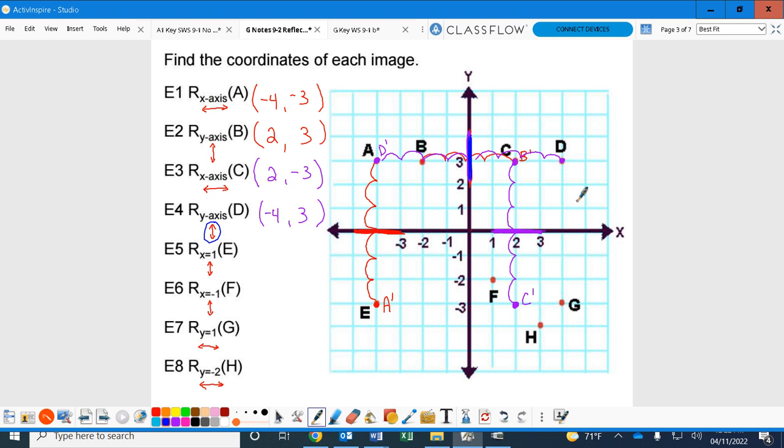Okay, my next two I'm going to do in blue. These are going to be the first two that are reflected across vertical lines that aren't one of the axes. So I'm reflecting point E, which is right here. I'm going to reflect across a vertical line at 1. So I've got a vertical line at 1. So I've got this line that goes like this. This is a vertical line at 1.